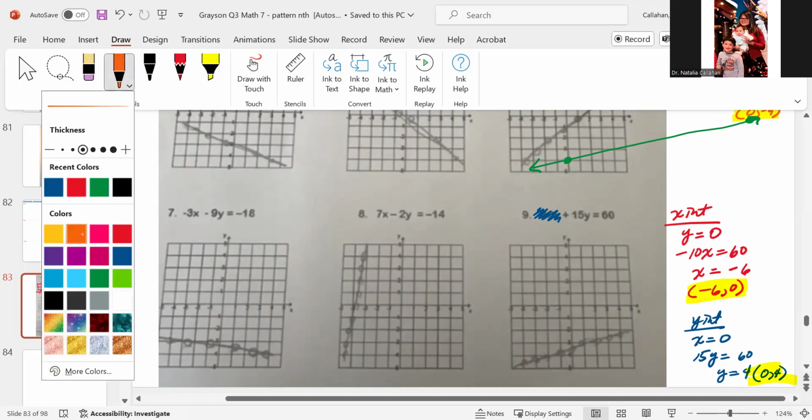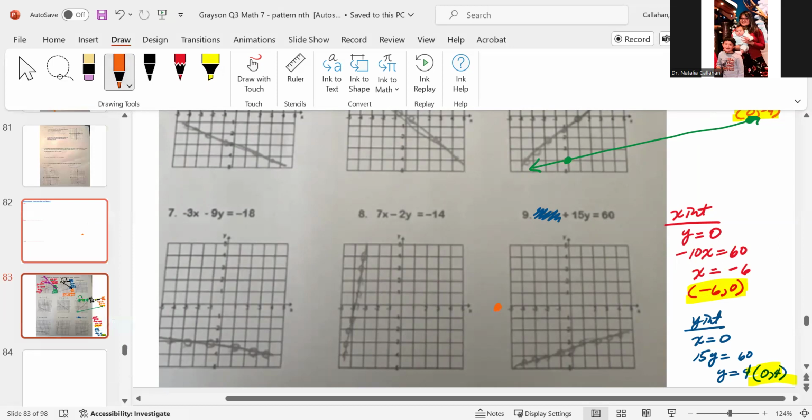Let's start at negative 6, 0, so you just go up the grid a little bit, and then 0 up to 4, and then connect the dots, and you need to have your arrows popping. It's saying that this is a line, and the arrows mean that it's continuous. It's not a segment, it's continuous. So we're gonna keep going.